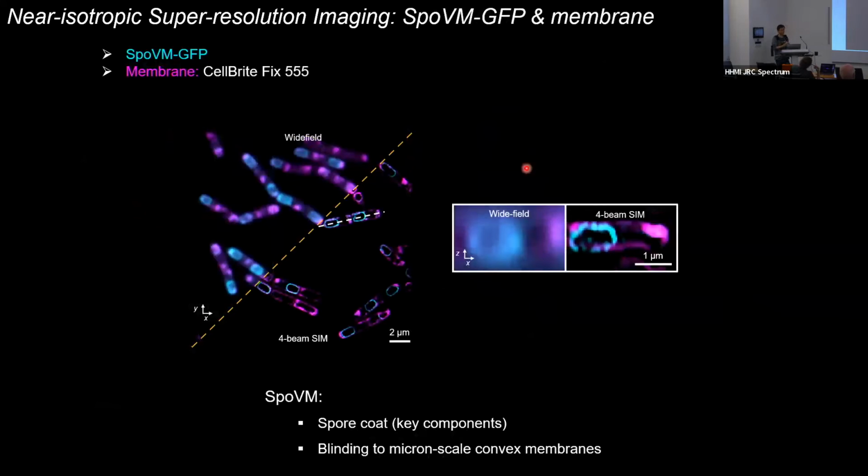And 4-beam SIM could also be extended and used with dual color imaging. So here is a sporulating bacteria double labeled with SpoVM GFP and the cell membrane dye. SpoVM is a peripheral membrane protein and is a key component in the spore coat. And the dual color 4-beam SIM enabled crisp visualization of the SpoVM within the membrane of the mother cell, but such detail was totally lost in wide field imaging.